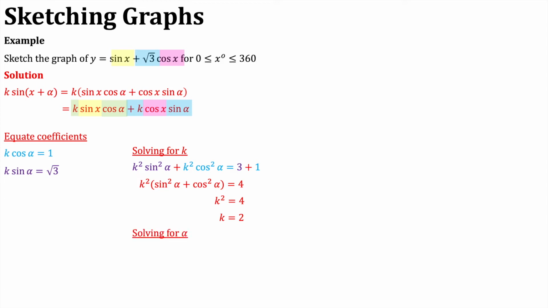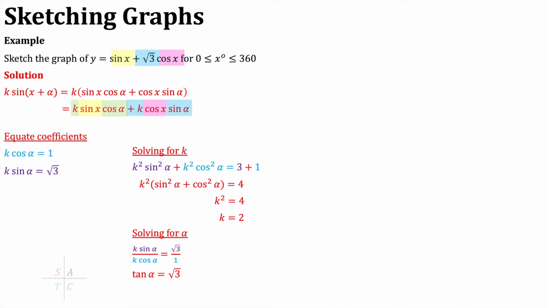Now I can solve for alpha. So k sine of alpha over k cos of alpha is equal to root 3 over 1. My k's will simplify to 1, and sine alpha over cos alpha is equal to tan alpha. So tan alpha is equal to root 3. And I need to know which quadrant my angle, alpha, is coming from.